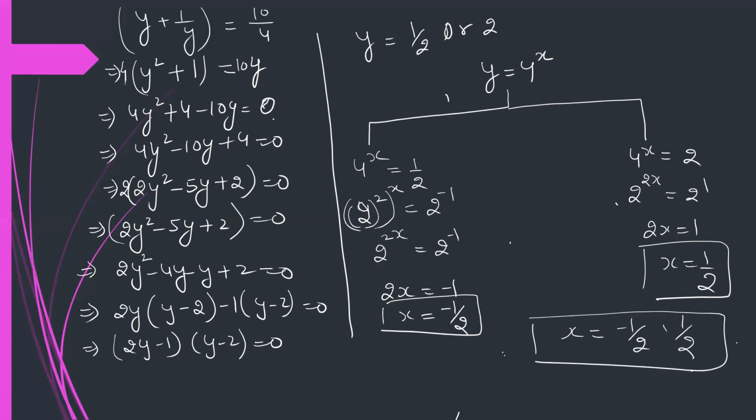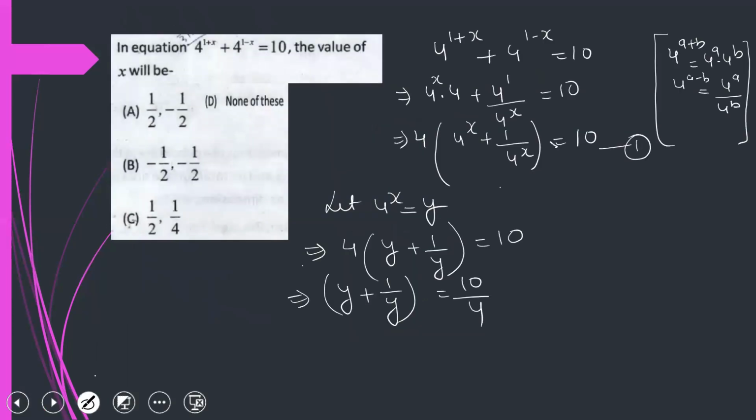Let's see what's the correct option. Yes, option A, 1 by 2, minus 1 by 2, is the correct answer. I hope it's clear. Let's see which is the next problem.